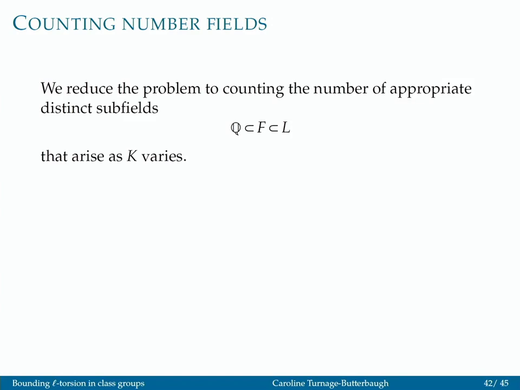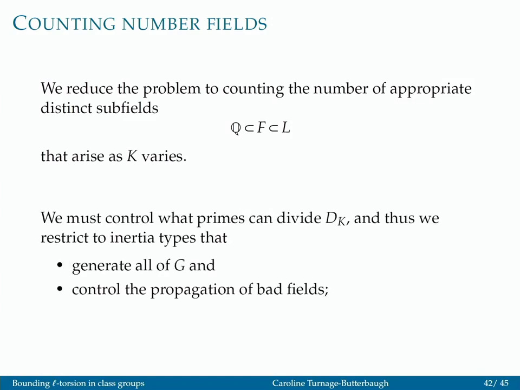Okay, so what we do, we've got a problem about L-functions, and we find a way to rephrase the question in terms of number fields. And we can reduce this issue to counting number fields F that can arise as K varies. And the way that we can make sure we don't have too many of these overlapping number fields that contribute to our exceptional set and therefore make it too large is we have to control what primes can divide the discriminant of big K.